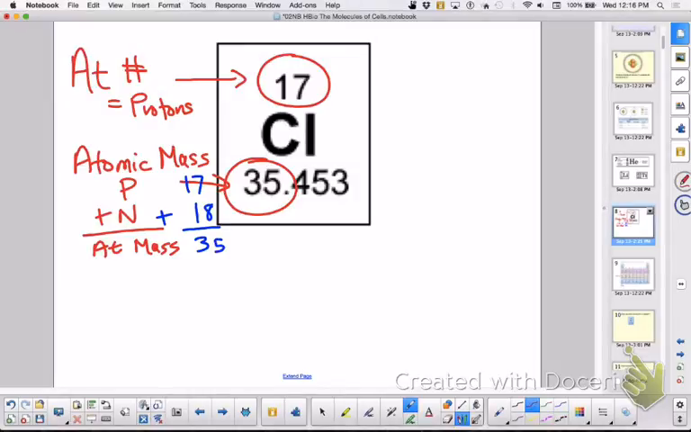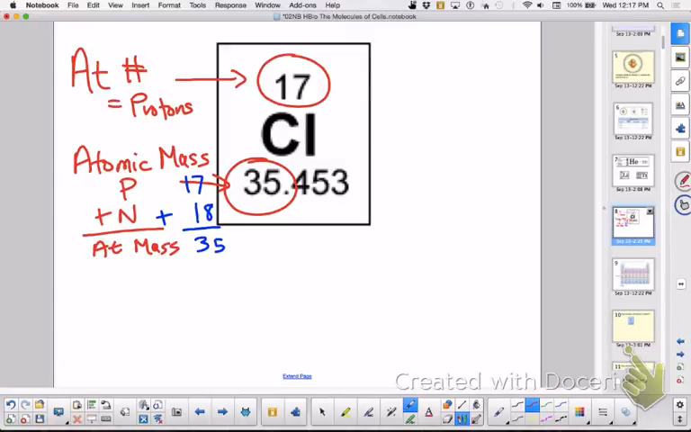Now, what else can you tell me? Number of electrons. Because if you have a neutral atom, however many positive charges you have, you usually have the same number of electrons. If it's not neutral, if it's got a charge on it, it's called a what? Ion. And that's because it's either gained or lost electrons. Okay?